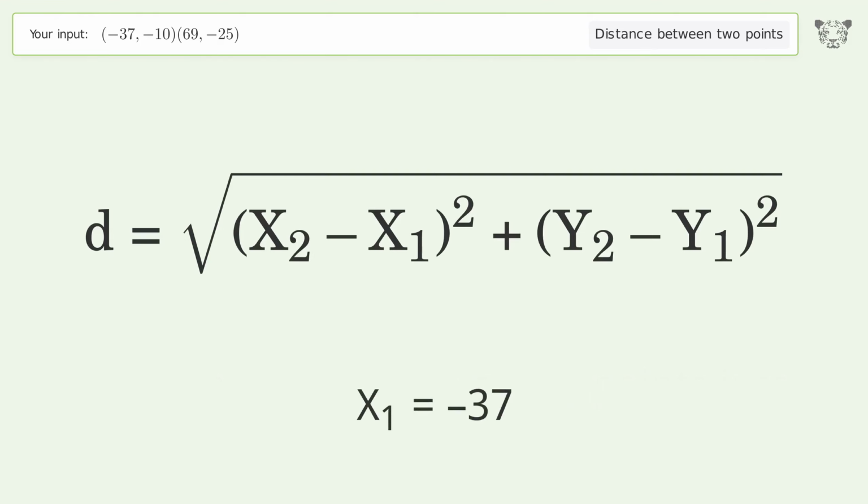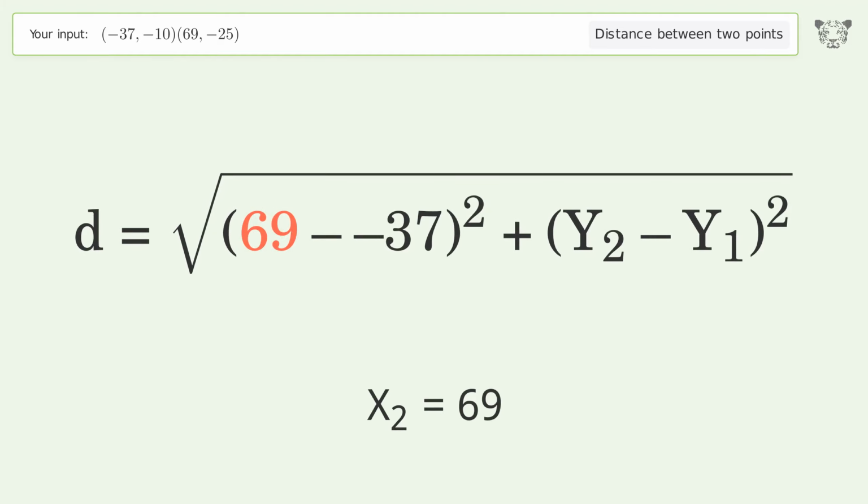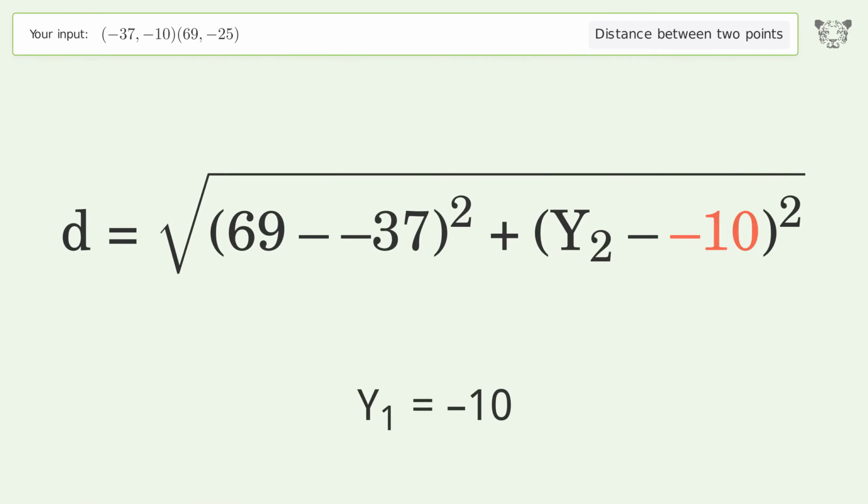x1 equals -37. x2 equals 69. y1 equals -10. y2 equals -25.